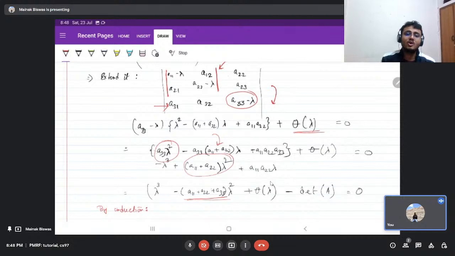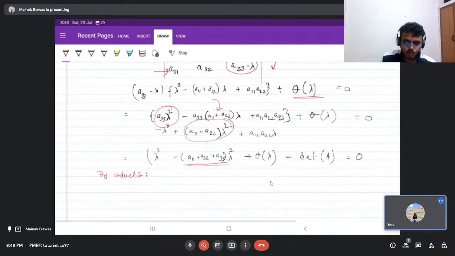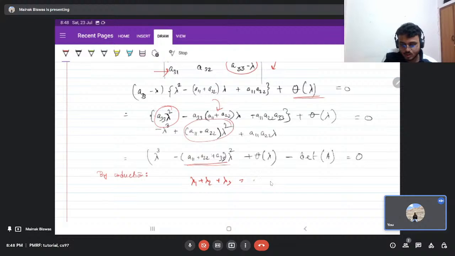In a polynomial, the sum of the roots is given by the coefficient of the second highest power. We all know that's a simple polynomial rule. For an nth order polynomial, the coefficient of n-1 gives you the sum of the roots, multiplied by minus. That's a basic polynomial fact. So you can clearly see that lambda 1 plus lambda 2 plus lambda 3 is equal to a11 plus a22 plus a33.